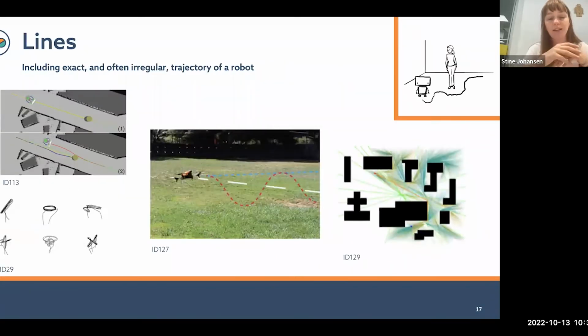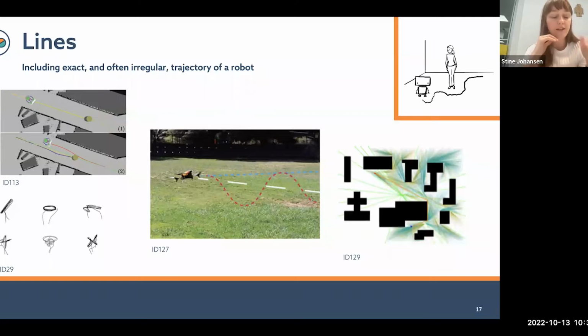So then we identified a style called lines. And you might think that, well, lines look pretty similar to arrows, but actually what we found was that there are a lot of differences in how authors use arrows and lines. Lines are often used to show a precise trajectory of a robot. For example, in the top left picture, the illustration shows the actual path that a robot has taken in an environment. The same goes for the bottom left, which shows paths of a drone robot.